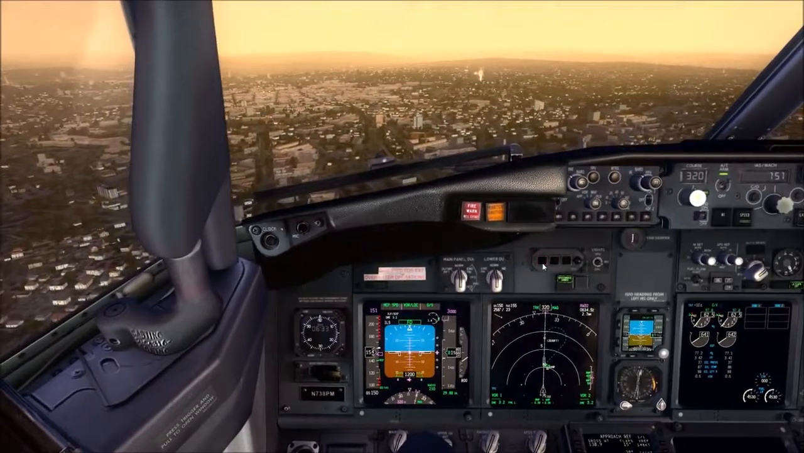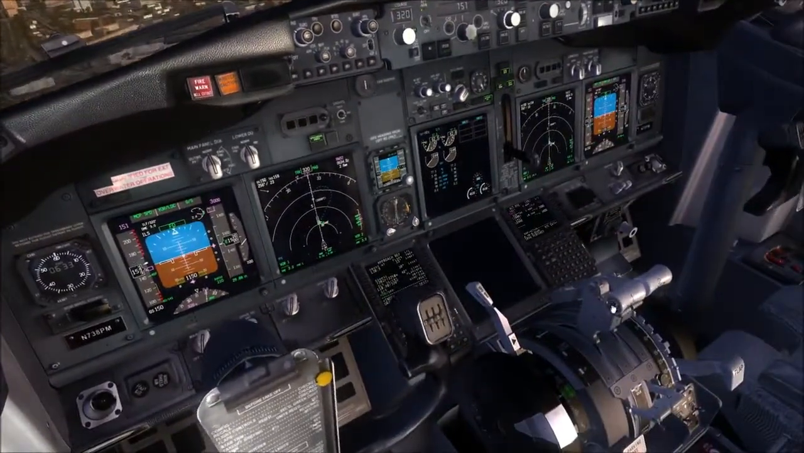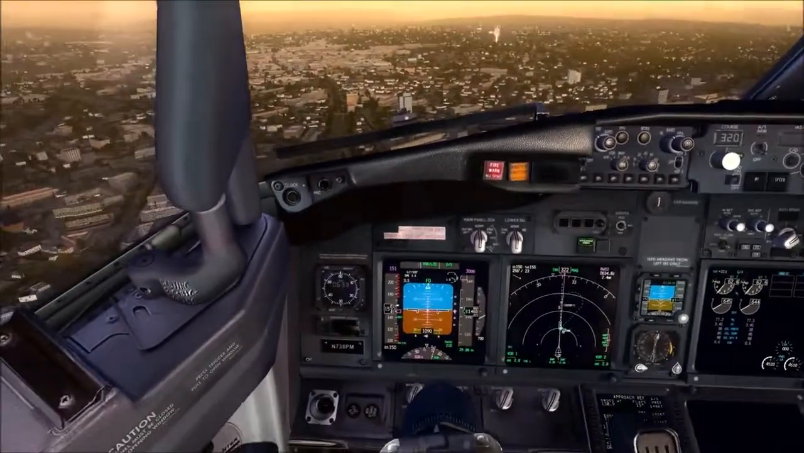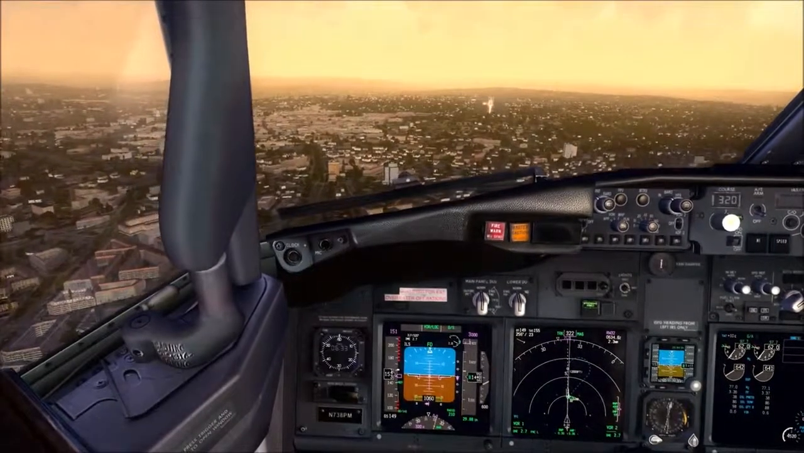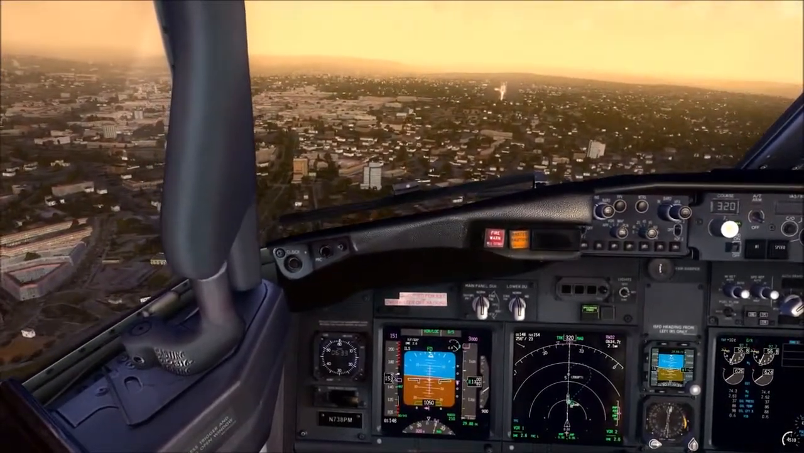Hi guys, welcome to this tutorial of how to land an aircraft during a crosswind. The conditions I've selected for this tutorial are 24 knots gusting to 36 knots with strong gusts at an 80-degree angle to the runway heading.